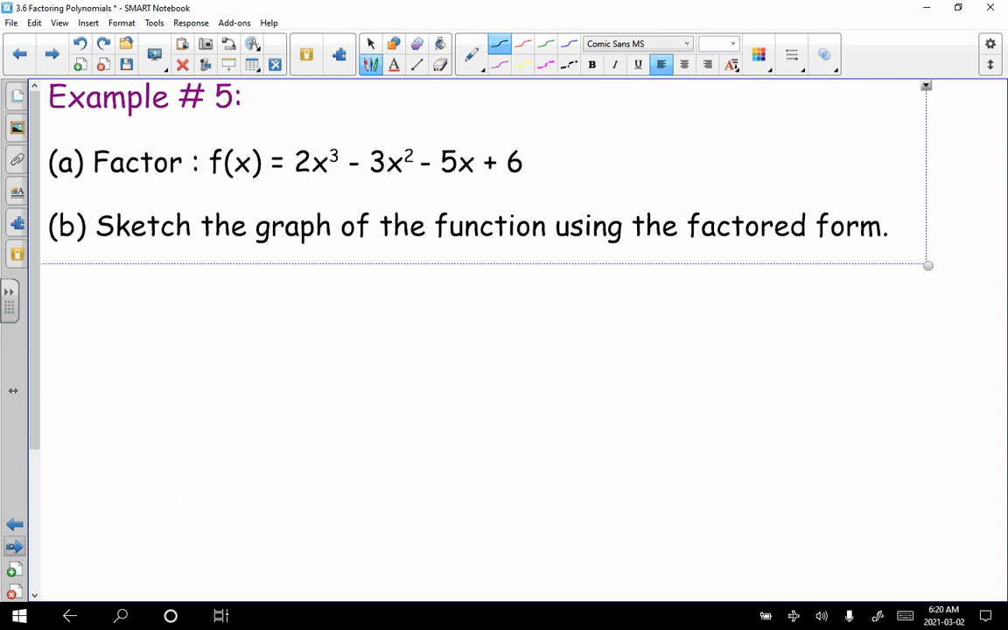Next example, factor f of x equals 2x cubed minus 3x squared minus 5x plus 6. Sketch a graph using the factored form. It's exactly the same idea as the previous question we just did. So we've got to find factors of 6. So it could be 1 times 6, 2 times 3, and also the negative integers of those, like -1, -6, -2, -3. We usually try the positives, and if the positives don't work, we'll try the negatives.